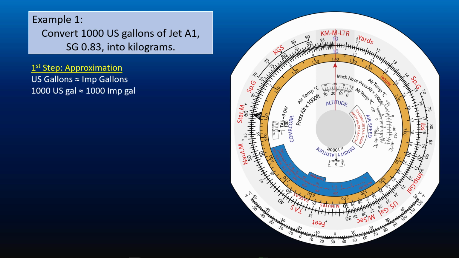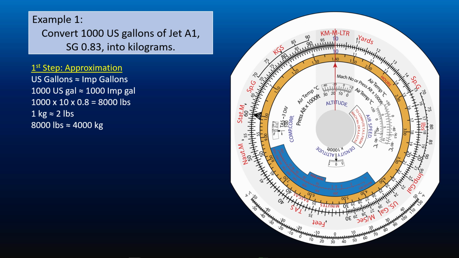Thus, we can assume that 1,000 US gallons is approximately equal to 1,000 imperial gallons. Round up specific gravity to 0.8. 1,000 imperial gallons times 10 times 0.8 is equal to 8,000 pounds. Since 1 kilogram is approximately equal to 2 pounds, 8,000 pounds are approximately equal to 4,000 kilograms.